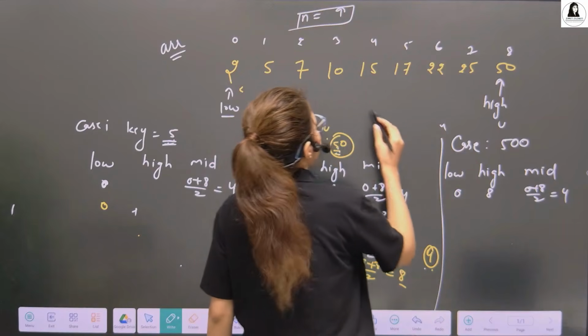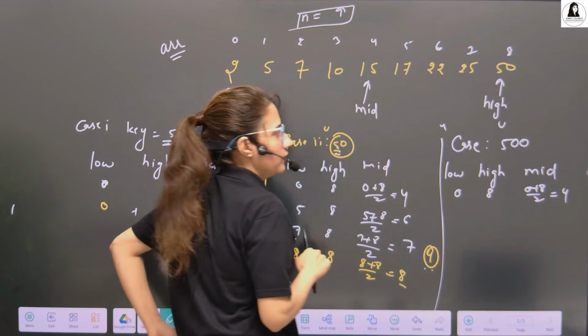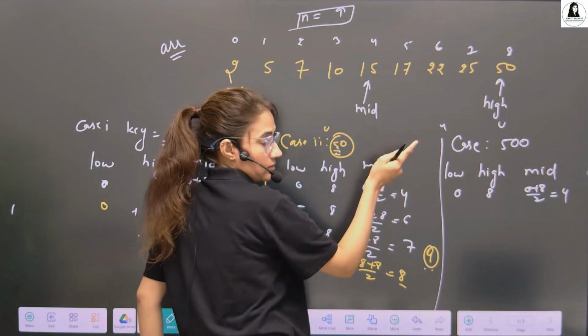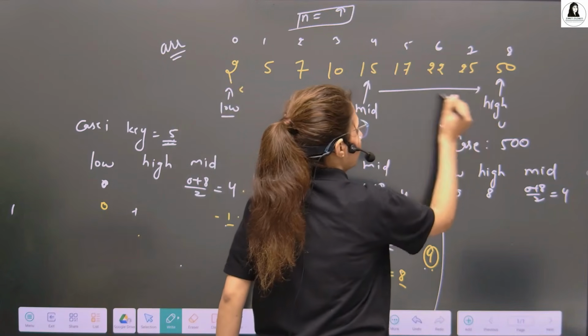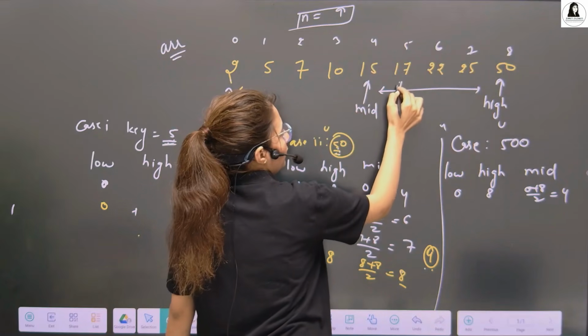Now mid is again here. Is the target element equal to mid? No. Is it greater than mid? Yes. So our element would be in this half only. We'll search here, so we have to modify low. Now low would be here.